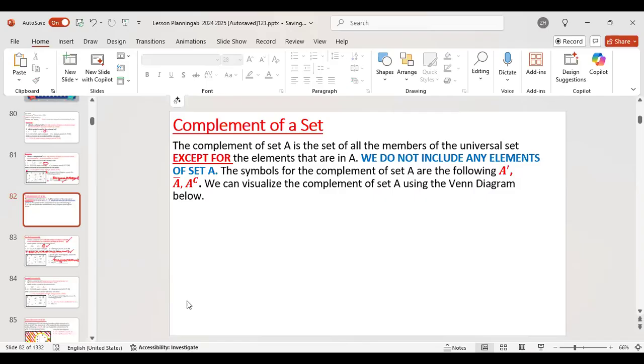Is it a rectangle with circles in it? Yeah, the same thing that we've been drawing. But I want to show you how we're going to draw the, what do they call it? The complement.